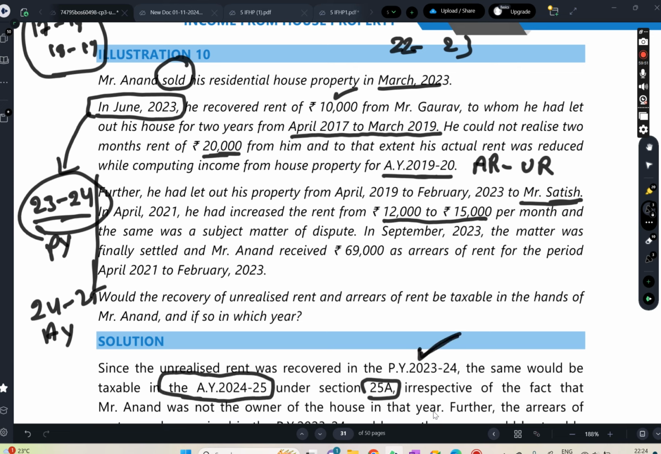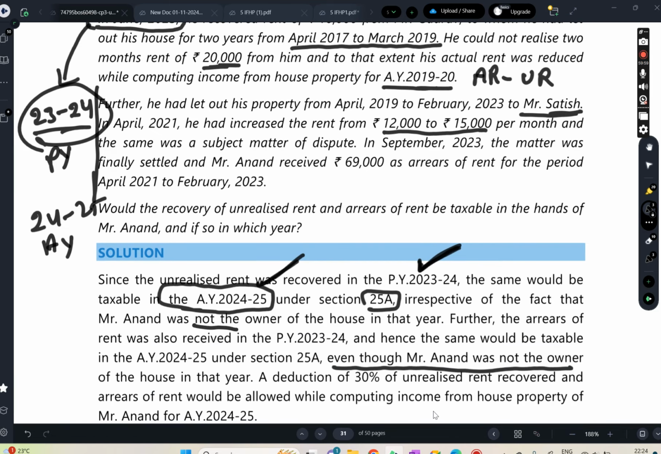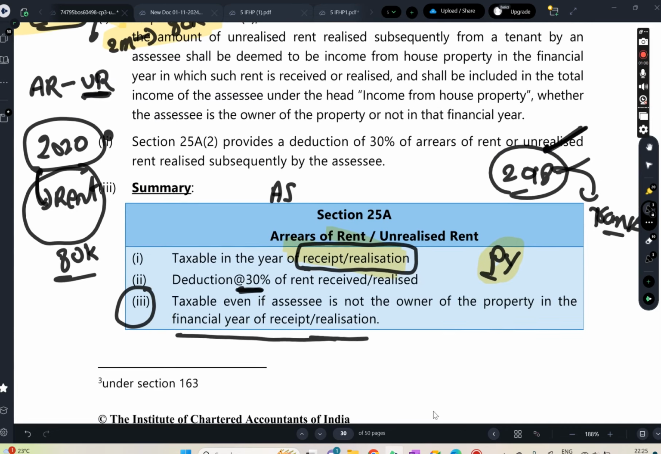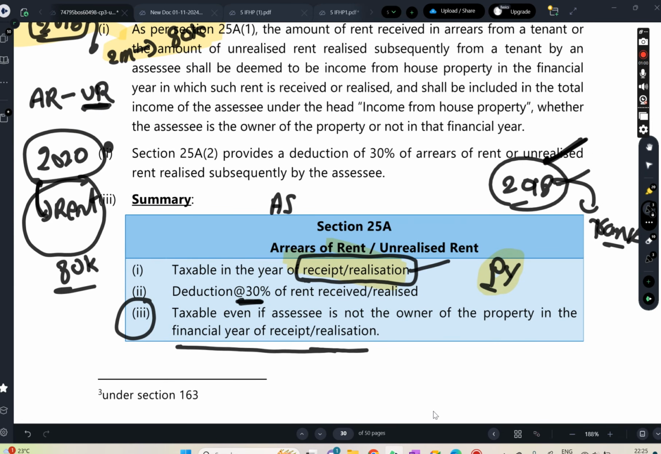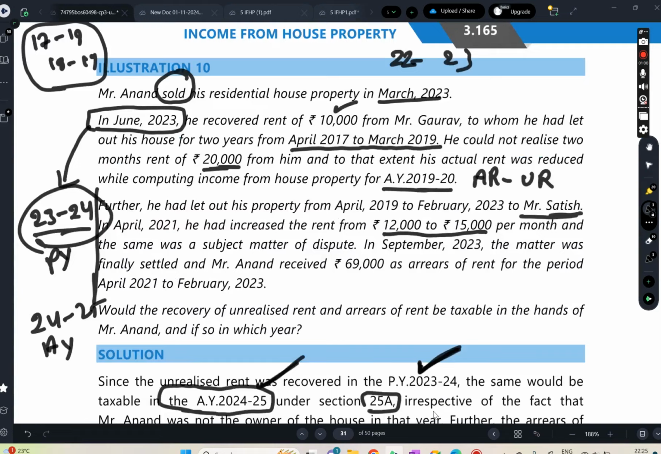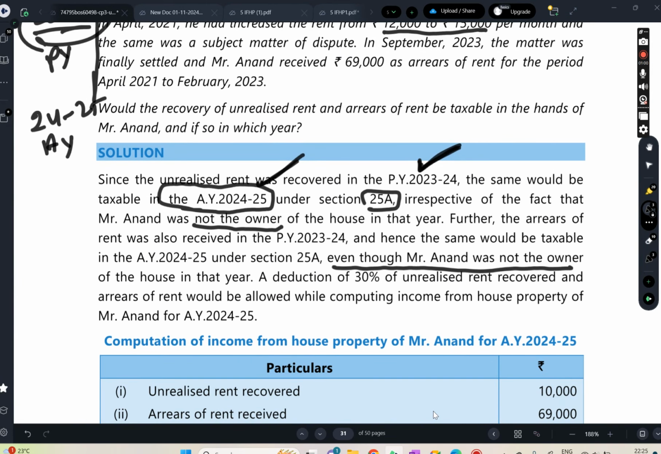So the year in which we received is 23 and 24, so the assessment year will be 24 and 25, which we will tax. Now we know that Anand was not the owner of the property. What did we discuss previously? It will be taxable in the year of receipt of realization. Yes, we received in the previous year 23 and 24, so it will be taxable in the assessment year of 24 and 25. So flat deduction 30% we will give, and he need not be the owner of the property. Everything is the same as discussed. Nothing else is there. We don't need to spend much time on this.